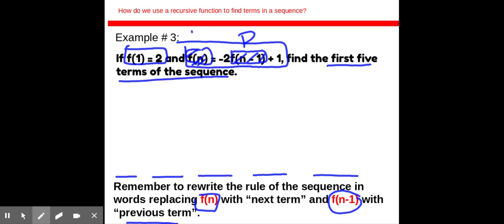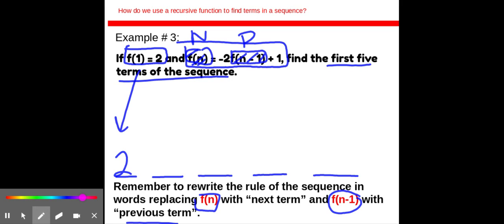That's all it means. It doesn't mean any sort of application. It just means, or function notation, it's just another language to explain how to get to one term to the next term in our sequence. So again, we're going to fill out our first term as 2. But in this particular one, we're going to need to do a couple of operations. We're going to need to multiply by -2 and then add 1 to it.